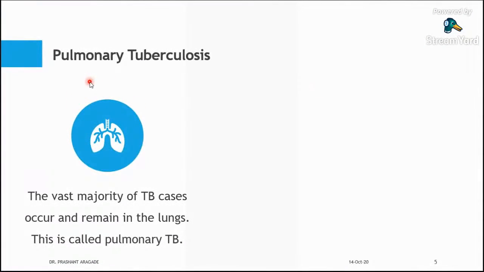So there are two types of tuberculosis. The first type is called pulmonary tuberculosis, in which there is infection of the lungs. That's why that tuberculosis is called pulmonary tuberculosis.